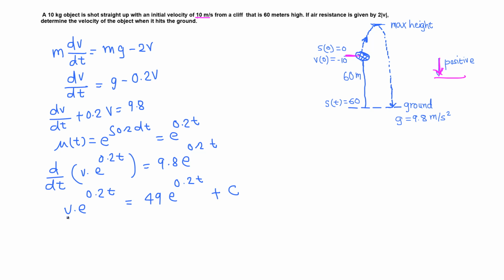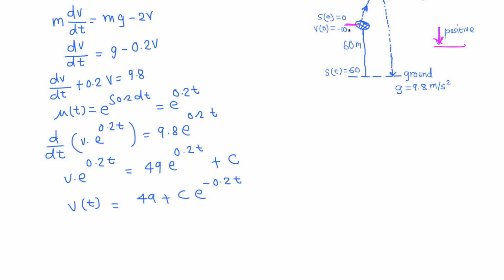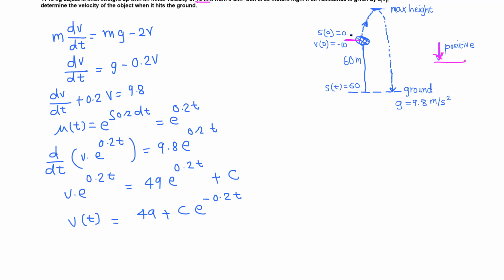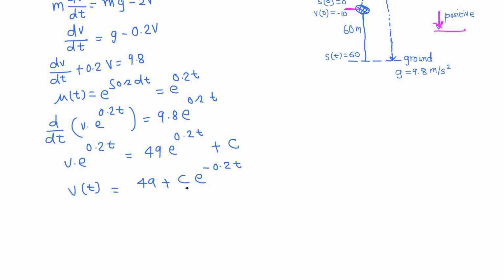Now divide both sides by this integrating factor e raised to 0.2 t, so v is isolated now. v is in fact a function of t, equals 49 plus c over this exponential, so c times e raised to negative 0.2 t. Now using the initial condition, because v0 is negative 10, we can find the value of c.